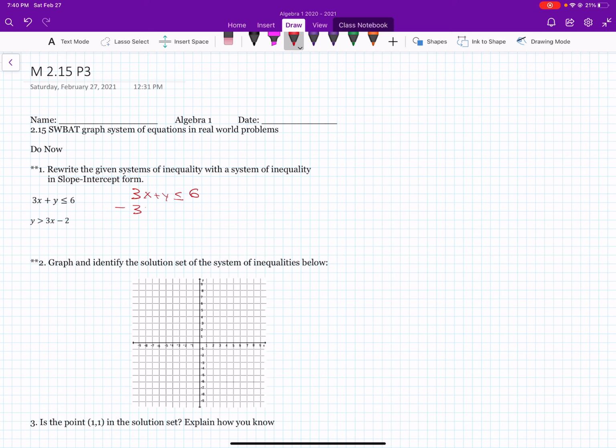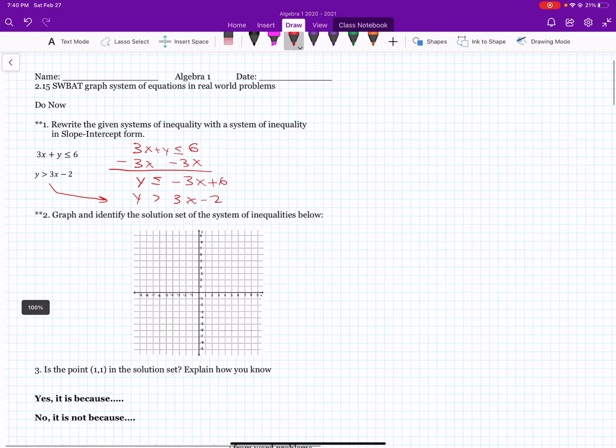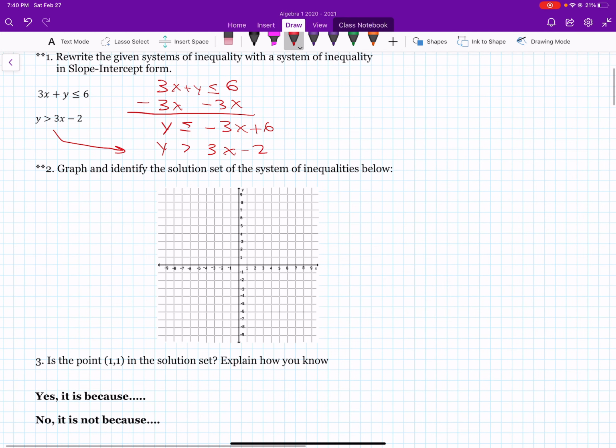I do that by subtracting 3x from both sides of the inequality. It leaves my y variable by itself, which is now less than or equal to negative 3x plus 6. And then just take the other inequality and put it right below it. From there, I can now graph and identify a solution set of the inequality. So here, let me take the first one.